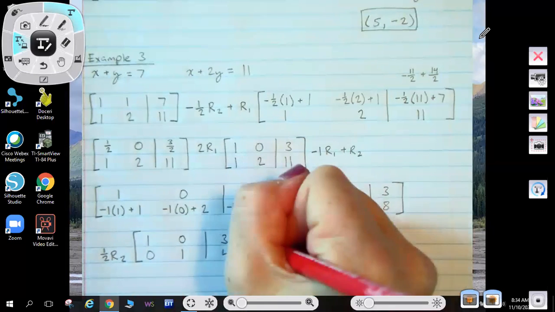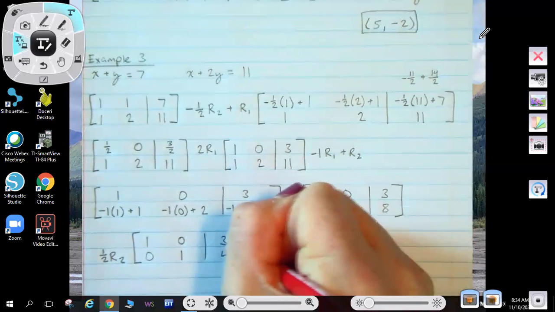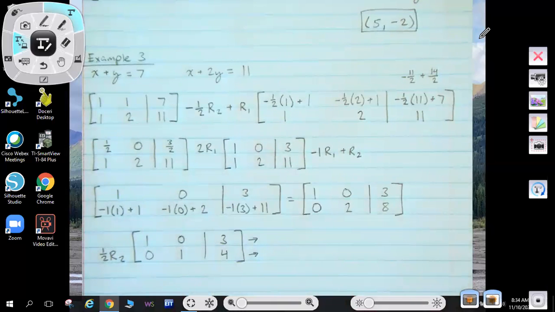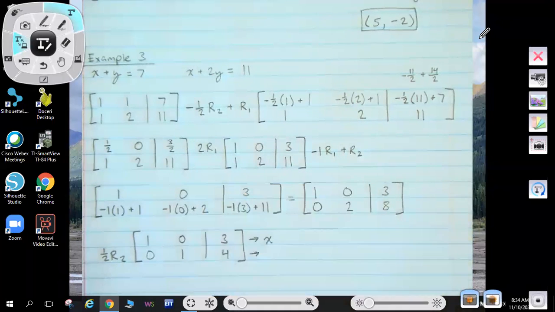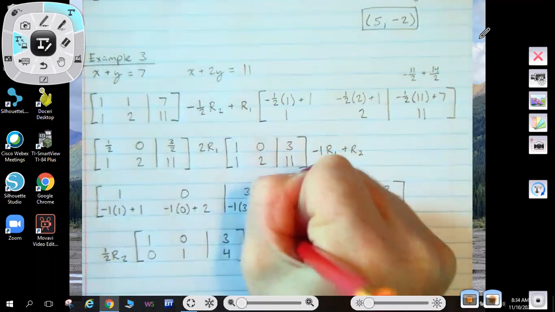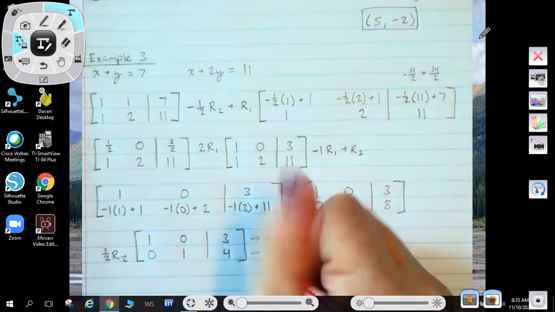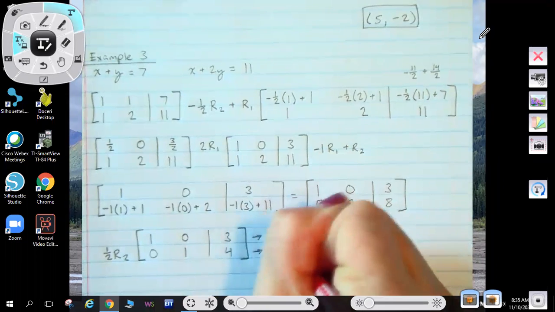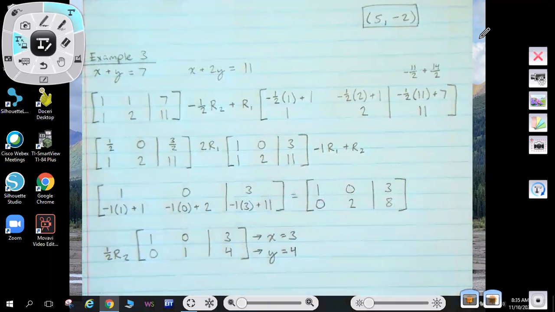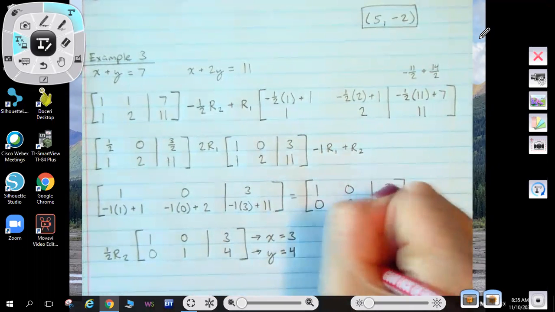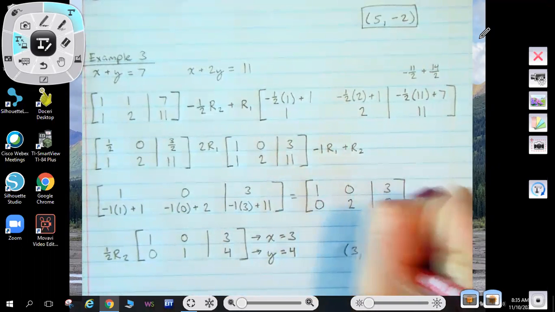So we can change these rows back into equations. So the first row, we have 1x. We don't have a y term. And then we have equals 3. The second row, we don't have an x term, but we have a y equals 4. So that means our solution is 3, 4.